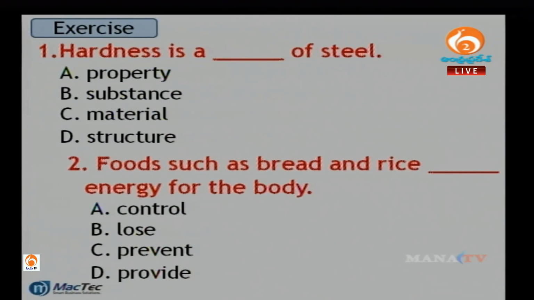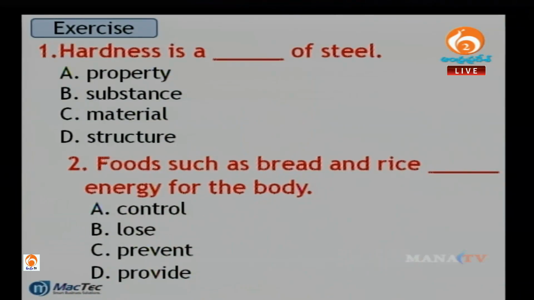Okay? Now before we go forward, let's have a quick exercise to check our level of understanding and knowledge. You have certain questions here with blank spaces. You need to fill the blank space with one of the options. Alright, first one: hardness is a dash of steel. Now most of the words may have a similar meaning but you need to understand which word will fit in this particular context. So look at the entire question stem, understand the context and then answer.